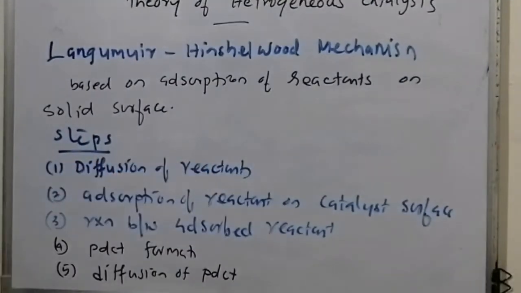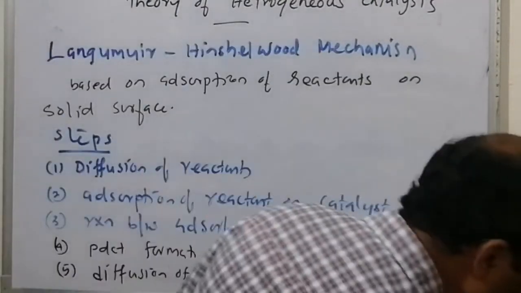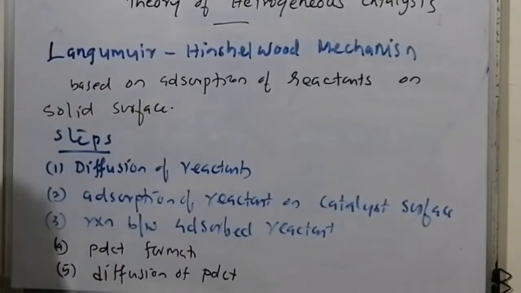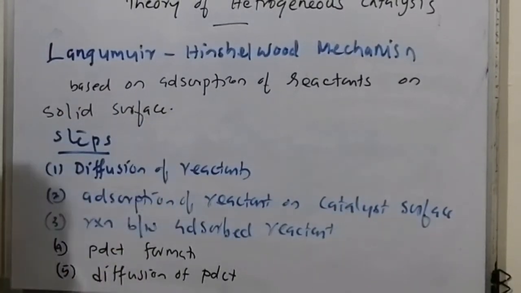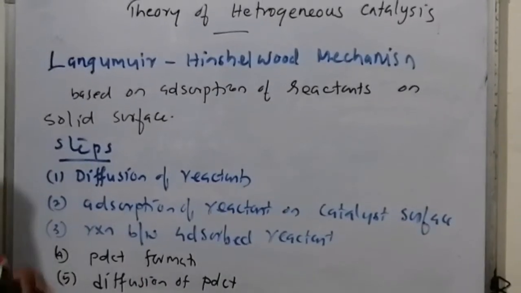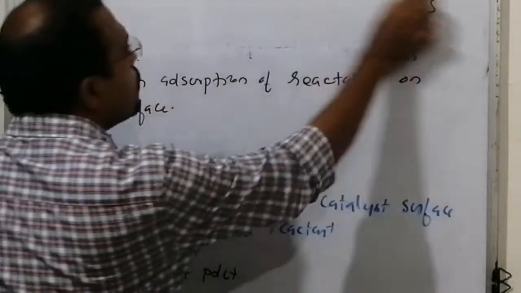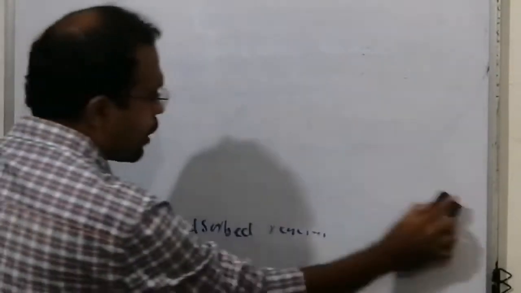Therefore, that is happening here. Diffusion of reactants, adsorption of the reactant. What is adsorption of reactant? You are going to the community hall. Reaction between, you are talking with each other, and product formation, you decided to marry, and diffusion of the products. Now we can discuss something detailed about this mechanism.